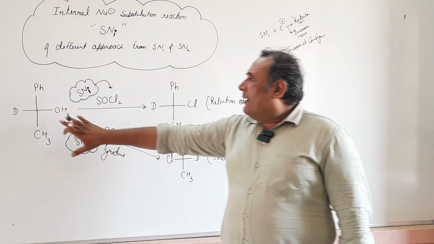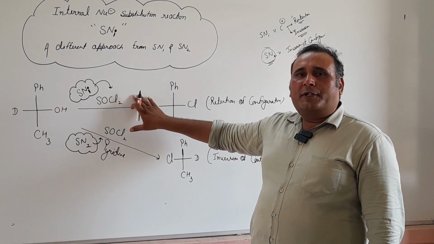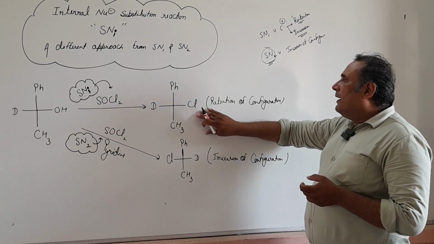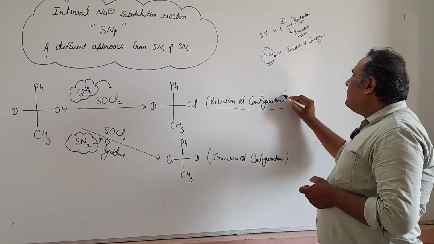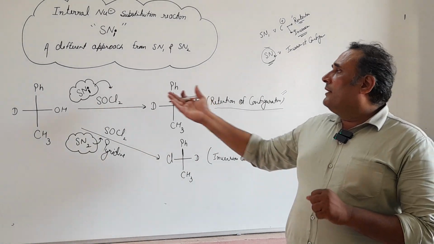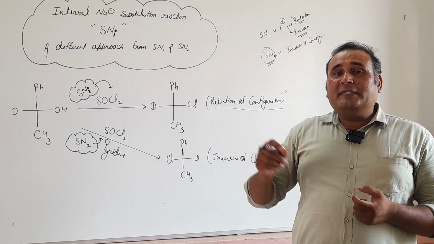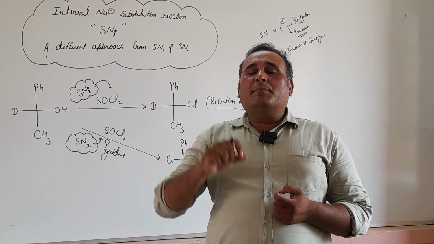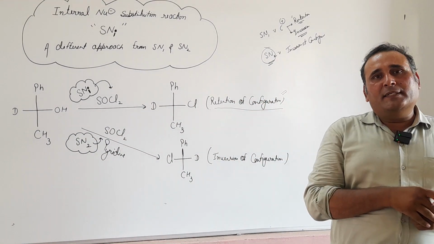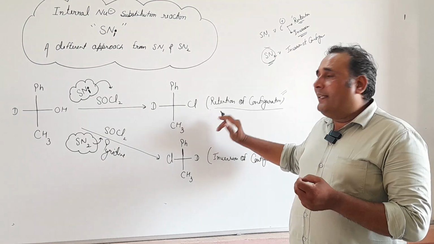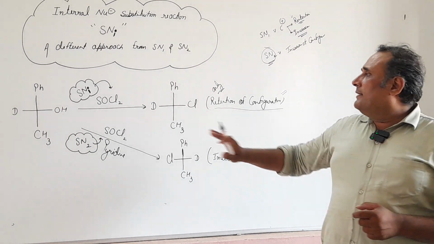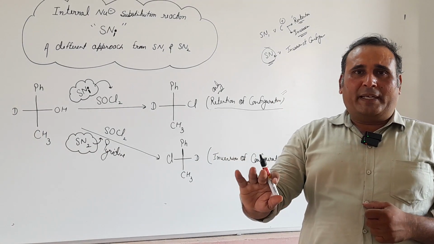Let's see. If we react this alcohol with SOCl2, obviously we will get an alkyl halide. But in this alkyl halide only retention of configuration occurs. There is no inversion of configuration. So suppose this reaction occurs through the SN1 mechanism. Then there should be products of retention as well as inversion. But here we are getting only the retention product. We are not getting the inversion product. So it means this reaction cannot be through SN1.